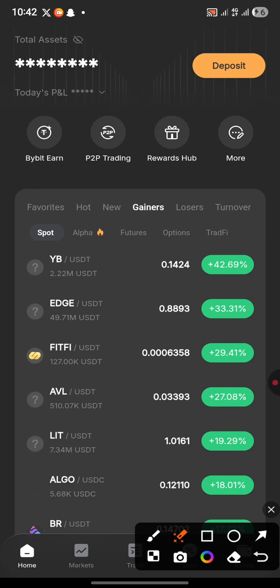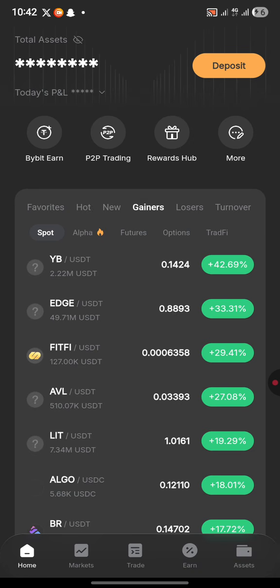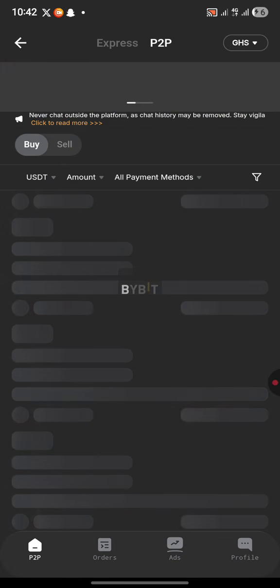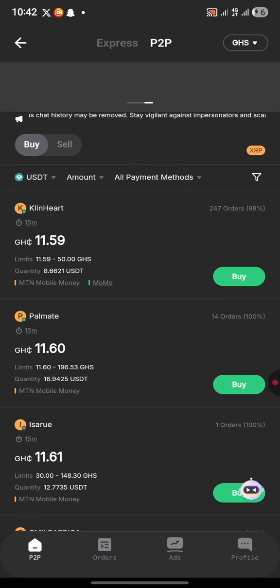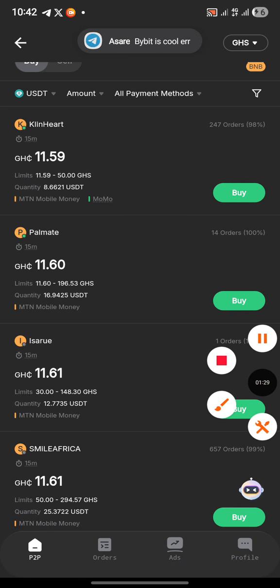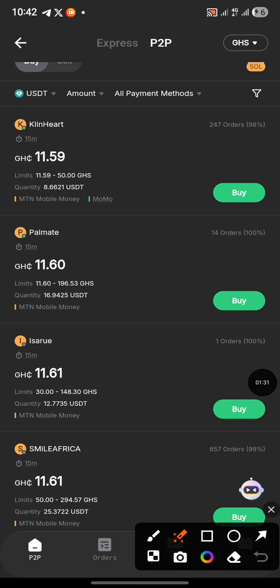Okay, let me click on P2P for you to get understanding. You come to P2P, and over here there are a lot of agents. But what you have to check is this. Let me do this for you to get much understanding. First of all, you have to check the rate over here. This is 11 cedis. Check the difference: 11.61, 11.60, 11.51.